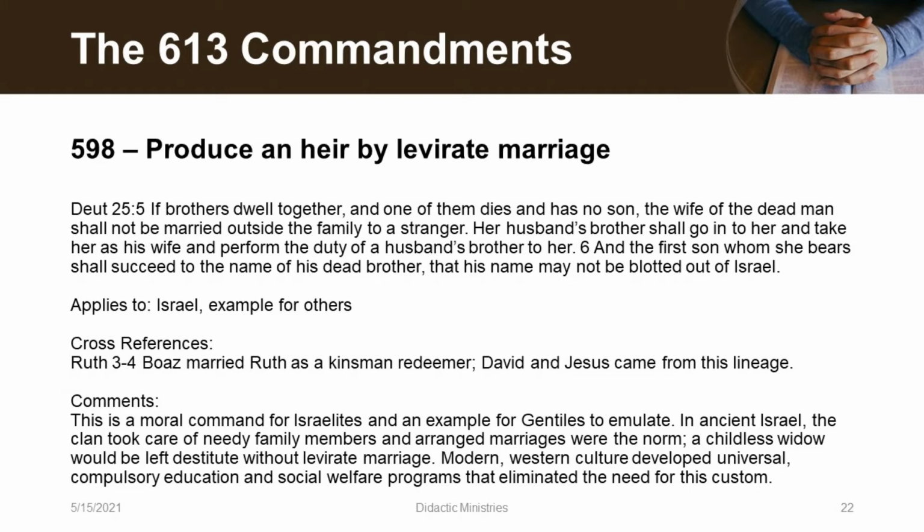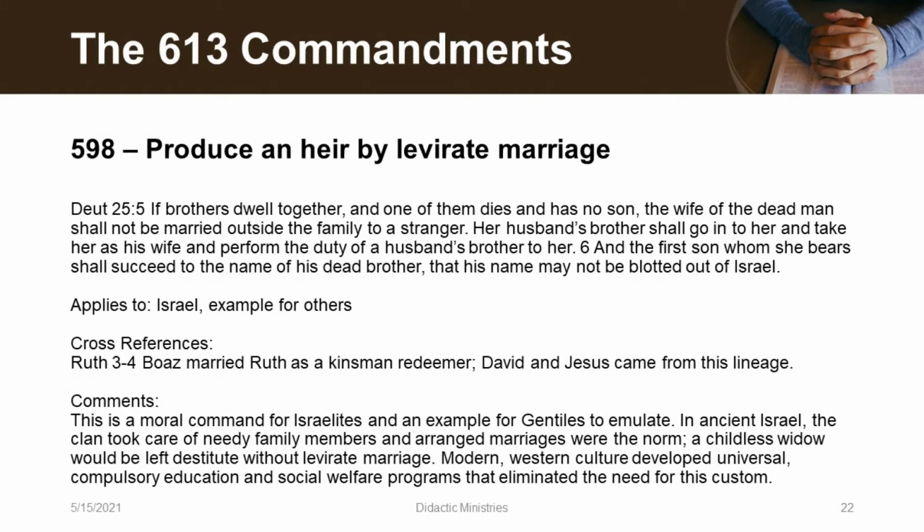Deuteronomy chapter 25, verse 5 says, "If brothers dwell together, and one of them dies and has no son, the wife of the dead man shall not be married outside the family to a stranger. Her husband's brother shall go in to her and take her as his wife and perform the duty of a husband's brother to her. And the first son, whom she bears, shall succeed to the name of his dead brother, that his name may not be blotted out of Israel."